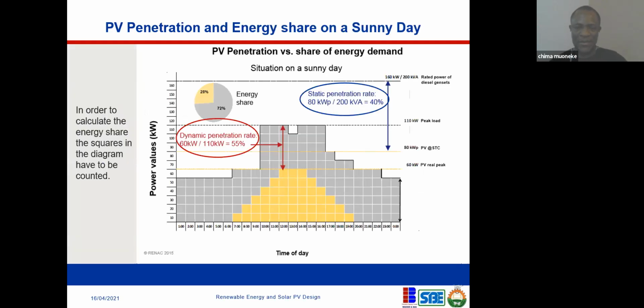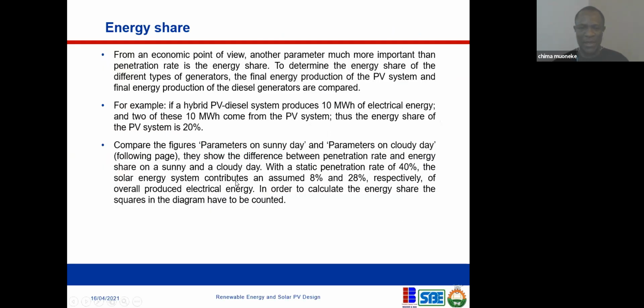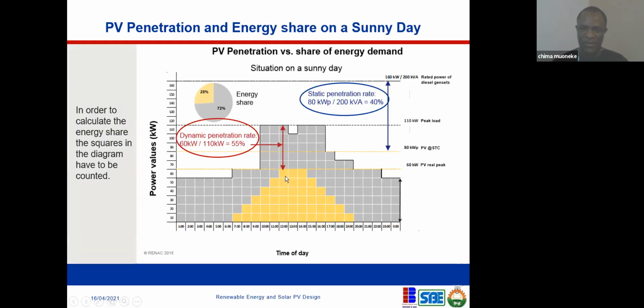Now, this is the diagram we're talking about, and I'm going to explain that here, so don't worry. The statistics that you saw, this 8%, 28%, 40%, are already represented here. So I'm going to illustrate all of that. Now this is PV penetration and energy share on a sunny day. We'll look at the situation on a cloudy day, but this is on a sunny day. In order to calculate the energy share, the squares in the diagram have to be counted.